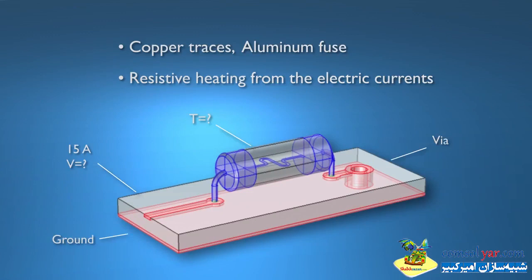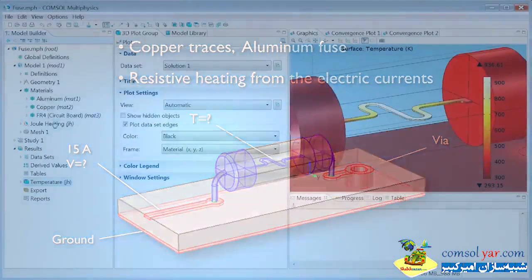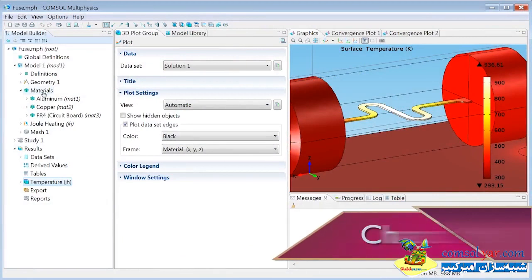In the first two parts of this tutorial, I set up and solved this model of a fuse. I sent a current through it, and COMSOL computed the temperature increase. In this part, we'll find out how you can improve the simulation by introducing temperature-dependent material properties. Let's get straight to the materials and have a look at what I used last time.